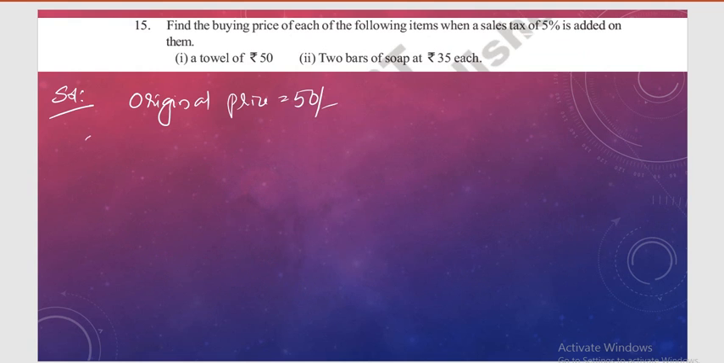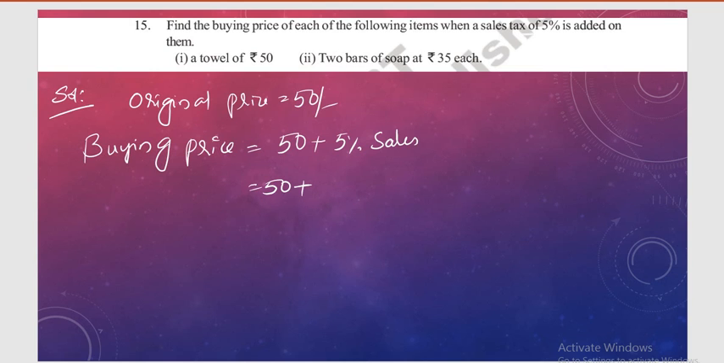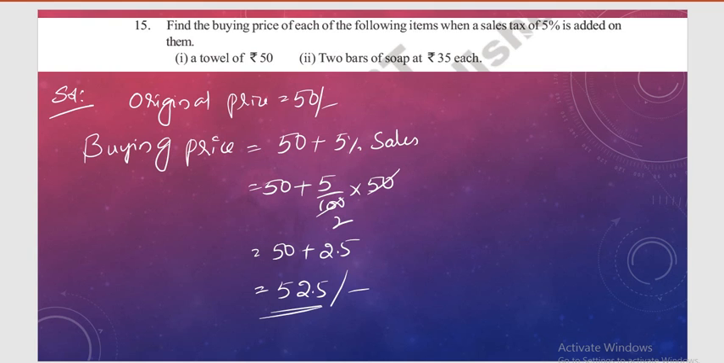Now he is asking you to find the buying price. Buying price means that for the original price, this 5% sales tax is added. So 50 plus 5% of sales tax, so 5 by 100 into 50. 50 goes 2 times. So 50 plus 5 by 2, which is 2.5, gives me 52.5 rupees. Now the buying price of this particular towel is 52.5 rupees.